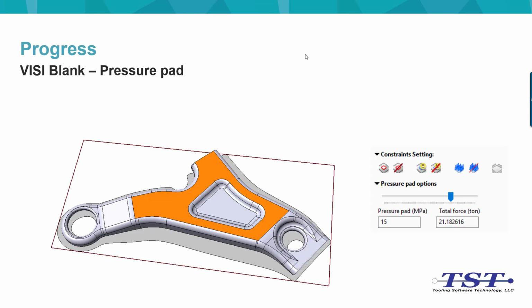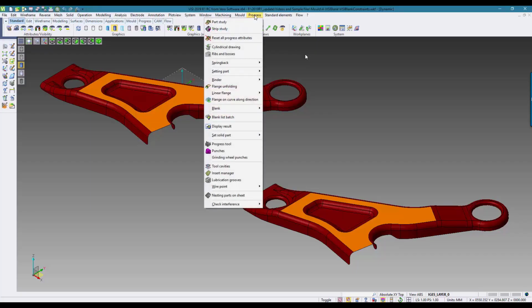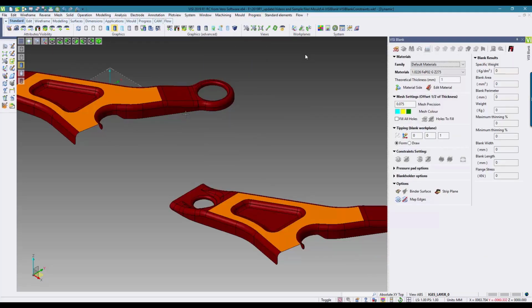So next, we're going to go into the progress area. We're going to go into Visi Blank and show some of the new constraints added within Visi Blank. The first one is called pressure pad. This option allows you to select a face to create a predefined relative force. So we'll start out with our face constraint as well as our pressure pad constraint.